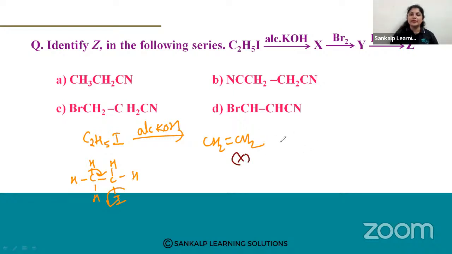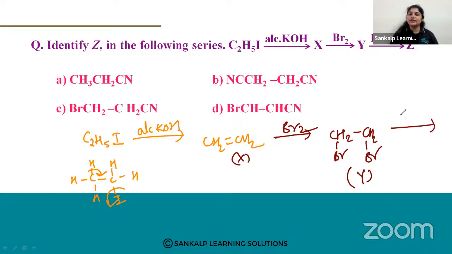Next I'm going to treat it with Br2. Okay, I will add Br2, one Br here and one Br across this. So this is 1,2-dibromoethane. So this is our Y.